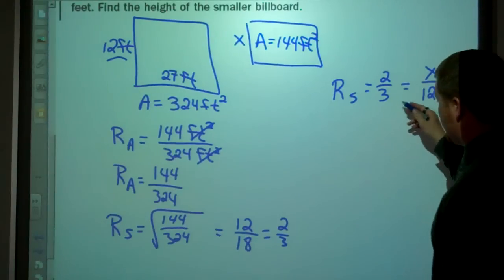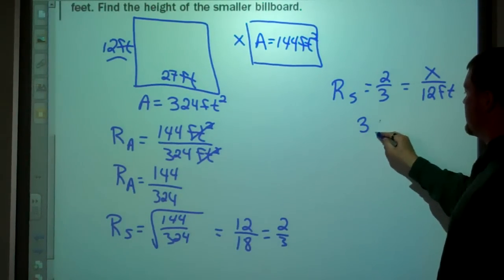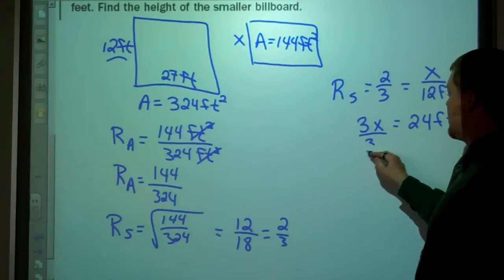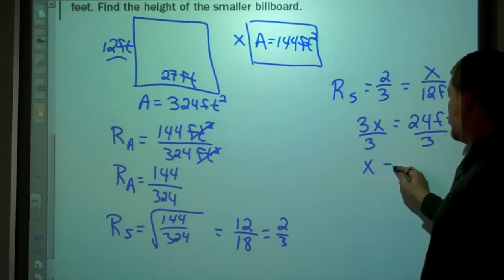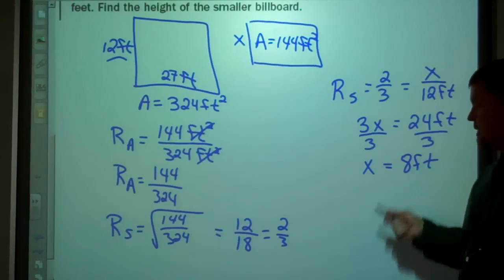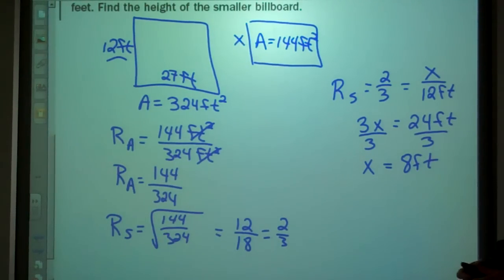Alright, so now you have your proportion solved. So you get 3x equals 24 feet, divided by 3, x equals 8 feet. So the height of the smaller billboard then is 8 feet. Okay?